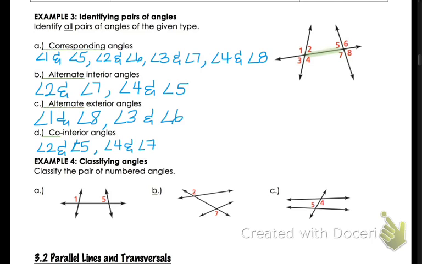So then the last example just wants us to name them. Instead of picking them out, it wants us to look at where they are. So for example A, I noticed that 1 and 5 occupy the exact same position. I can eliminate some of the other ones because 1 is on the inside of the lines and 1 is on the outside of the lines. So that actually eliminates all of the other 3. So these are going to be corresponding.